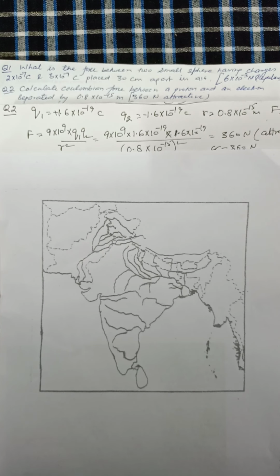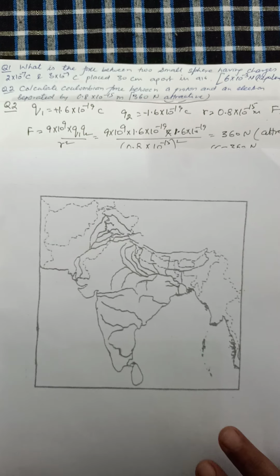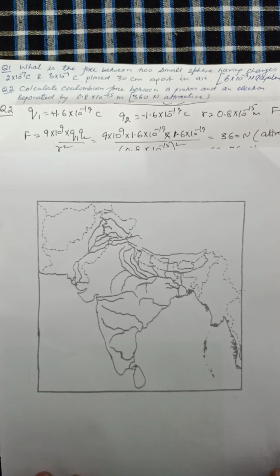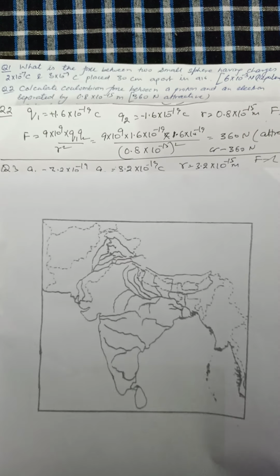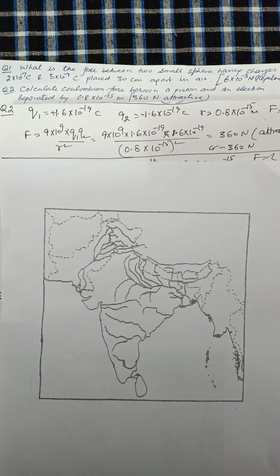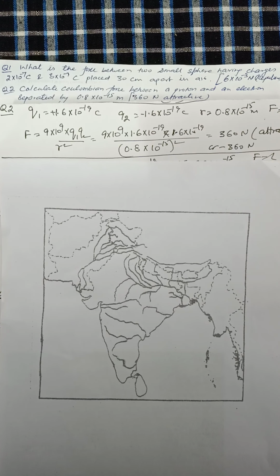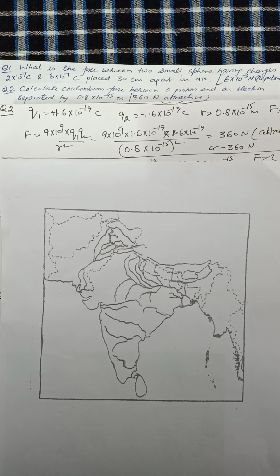Generally, we do not use the negative sign of the charge in the formula. If one charge is positive, one charge is negative, the force will be the force of attraction. Now we use the formula F equal to 9 × 10⁹ Q1 Q2 by R square. Put the values and solve. It will be 360 Newton. Attraction because one positive and one negative charge attract each other.